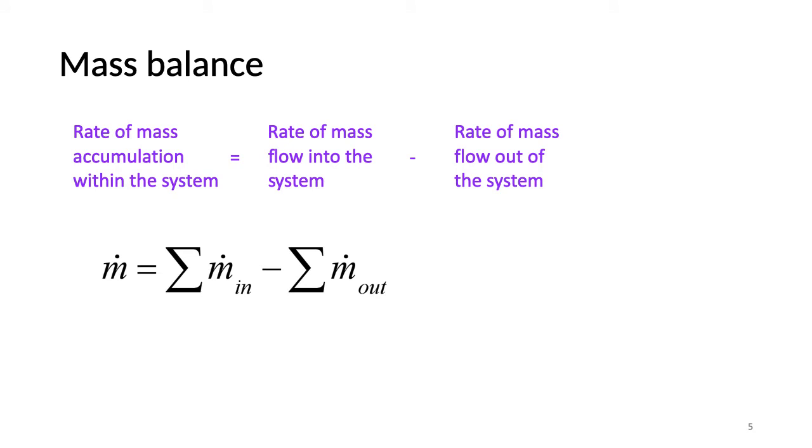In a system, the rate of mass accumulation within the system boundaries is equal to the difference between the rate of mass flow into the system and the rate of mass flow out of the system. Mass balance can be replaced with molar balance if there are no chemical reactions within the system, because when there are reactions, the number of moles can vary depending on the chemical components.